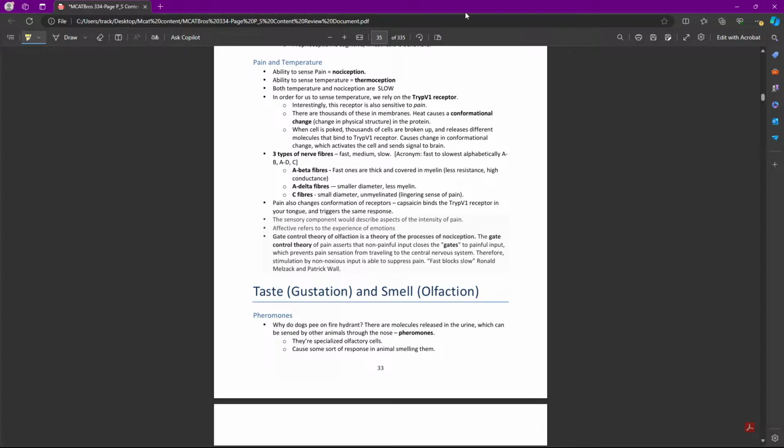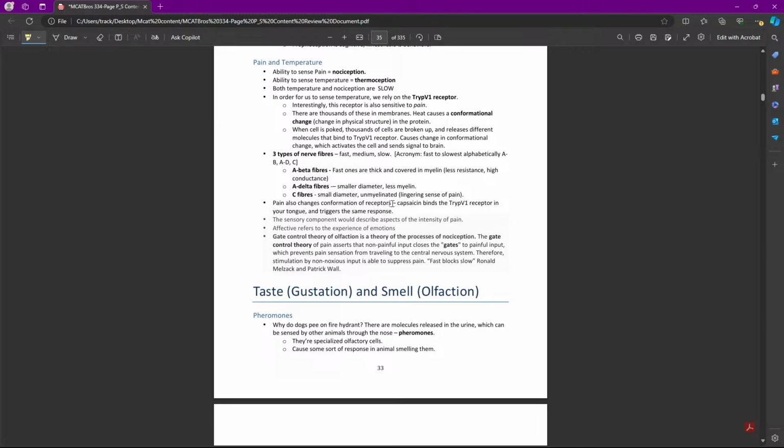There's 3 types of nerve fibers: fast, medium, and slow. The acronym to remember is A, B, A through D, and C. So A beta fibers are the fast ones, thick and covered in myelin. A delta is small diameter, less myelinated. And C fibers are small diameter, unmyelinated. A beta fibers are the fast ones. A delta are slower because it's further in the alphabet. And C is the slowest because it's the furthest in the alphabet. That's one way to remember it.